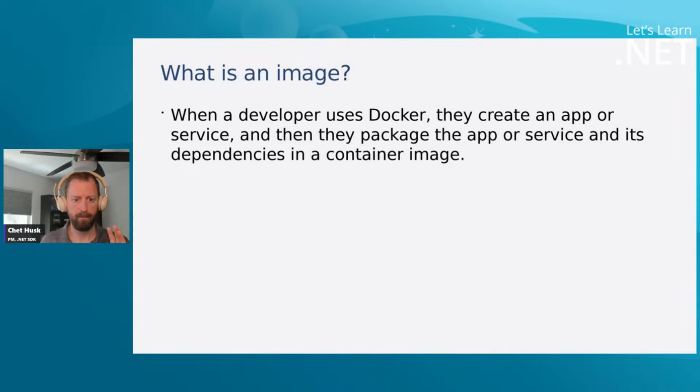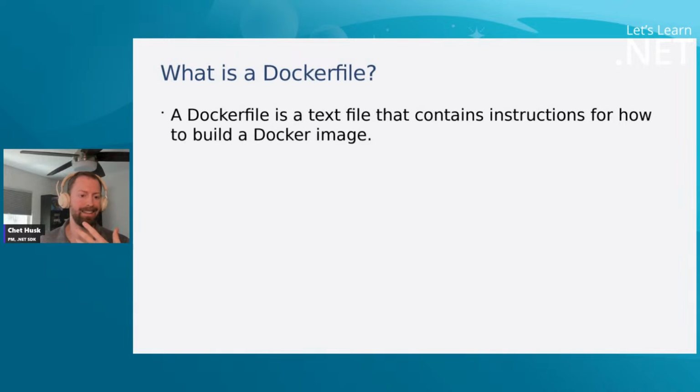So when we say an image, what we typically mean is a template, if you will, right? This is not something that is actively running, but it's a description of your app and what it takes to run. And then when we run that image, we get a container that is actively running, okay? So that's the distinction there.